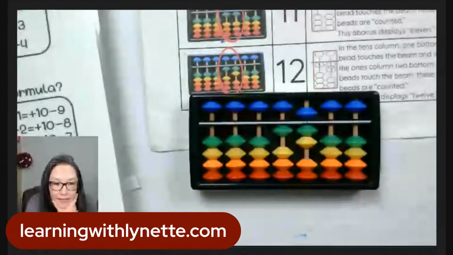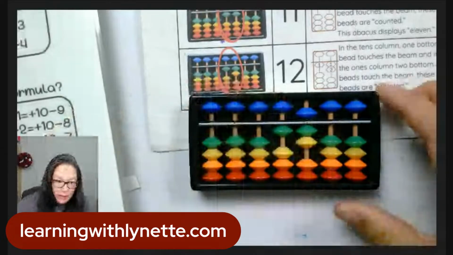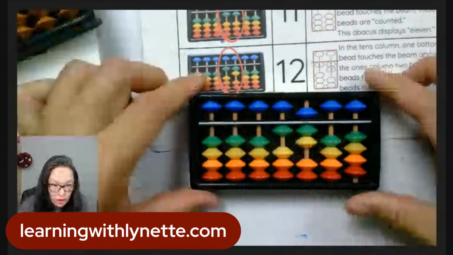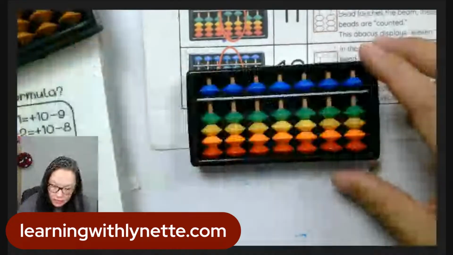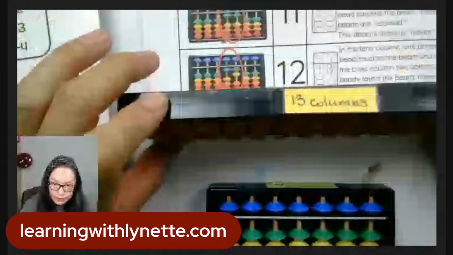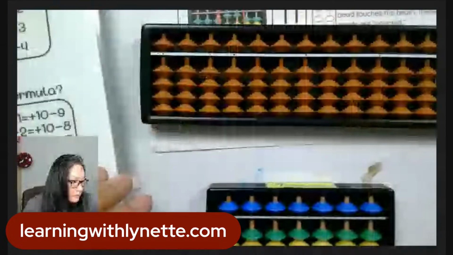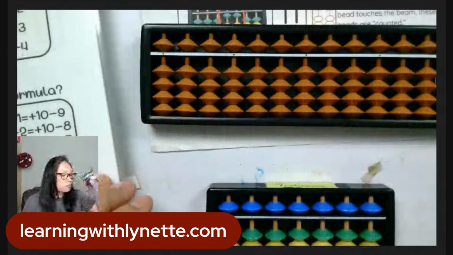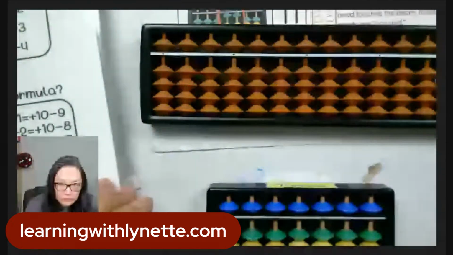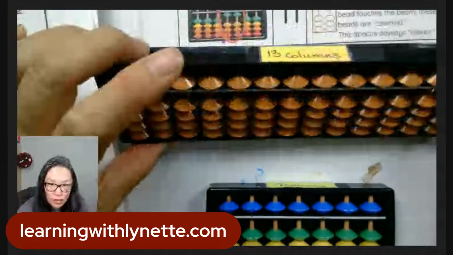I think they meant a higher base number. A higher base number. I wonder. So when we have a 7, this is 7 digits. You can go higher with the 13 column. Is that what you mean by more digits?